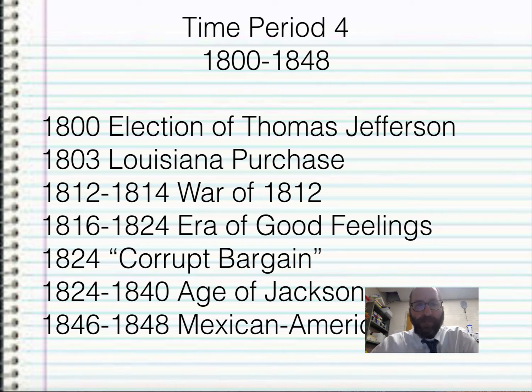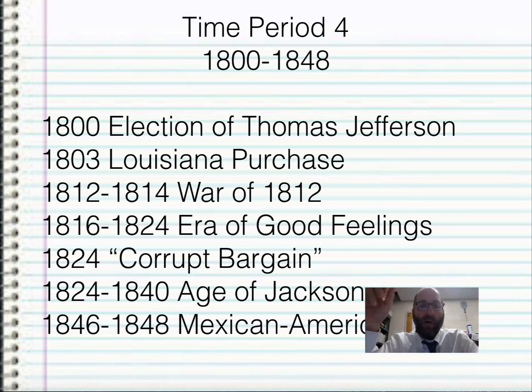Time period 4, from 1800 to 1848, begins with the election of Thomas Jefferson. And one of his most significant achievements is the Louisiana Purchase. After Jefferson will be President Madison, and he will get us involved in the War of 1812, which is sometimes called the Second American Revolution, because we fought the British for a second time.